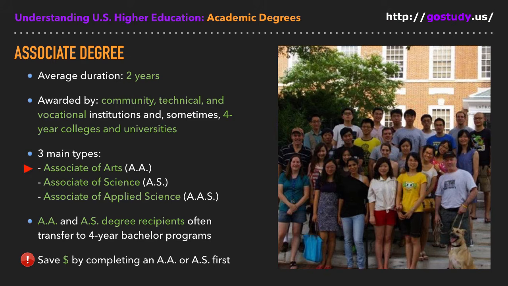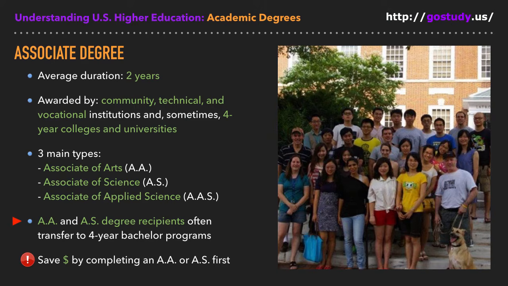AA degrees are earned for coursework in social science, humanities, and business fields. AS degrees are awarded for study in scientific and technical fields. And AAS degrees are awarded to students who complete technical and vocational programs, such as digital arts or physical therapy. The main difference between these degree types is that AA and AS degrees are primarily completed by students planning to transfer to a 4-year school to complete a bachelor's degree. The AAS degree, on the other hand, is for students wanting to enter the workforce immediately after graduating.